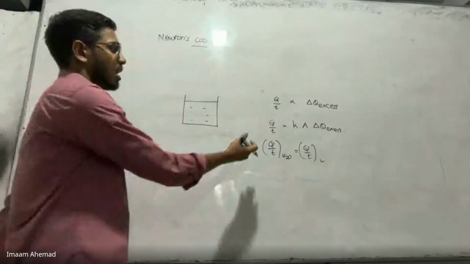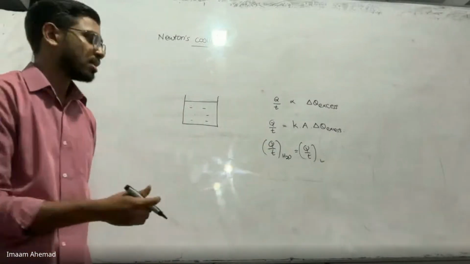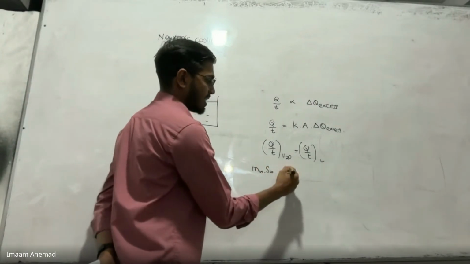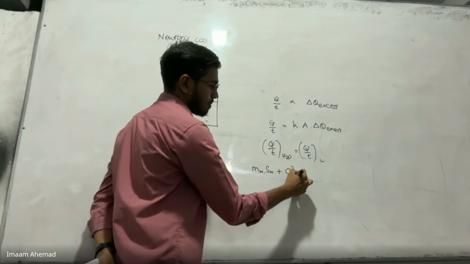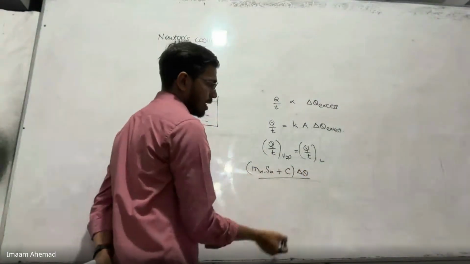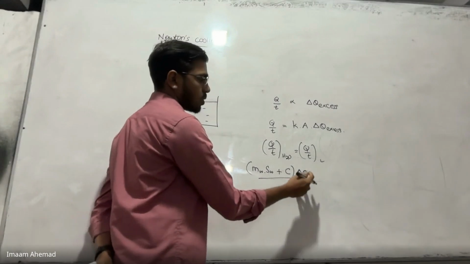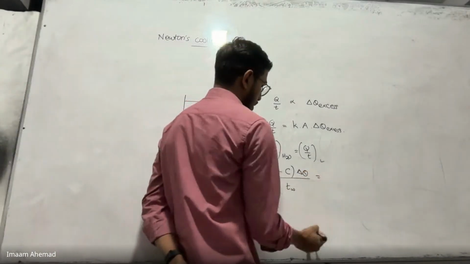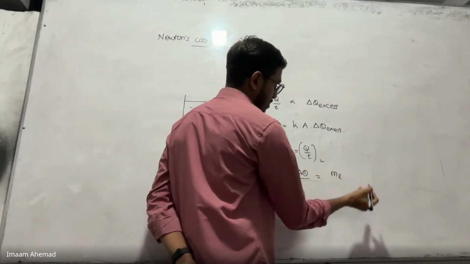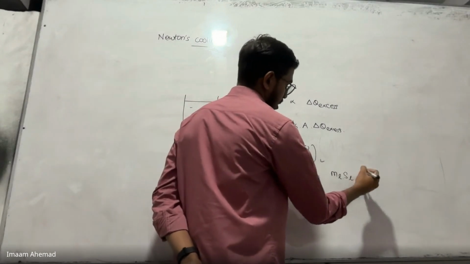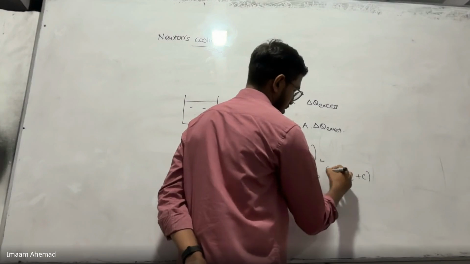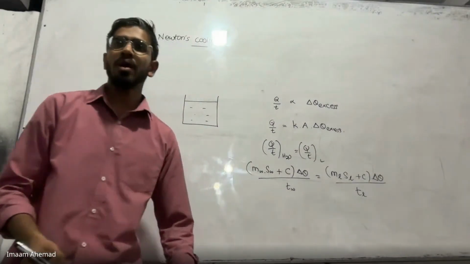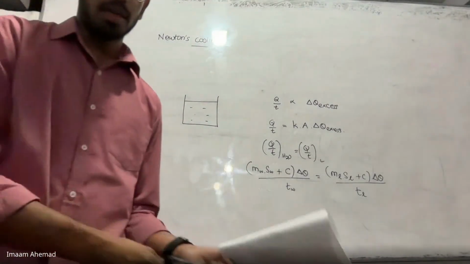Then how can we write Q over T? That is M_W S_W delta theta plus C delta theta, divided by the time taken to drop to this temperature. That is equal to the mass of liquid times S of liquid plus C delta theta, divided by T_L. So this is the equation that we get.